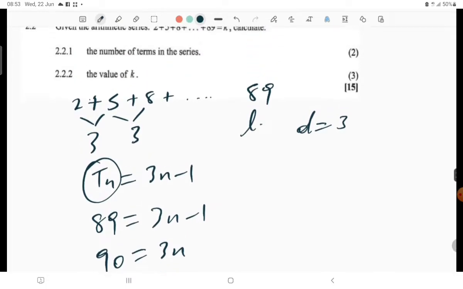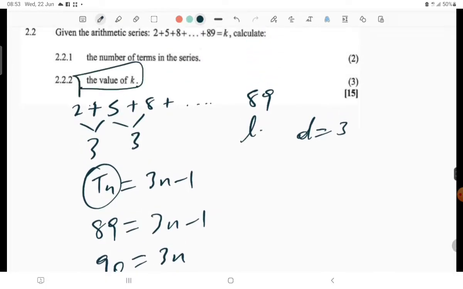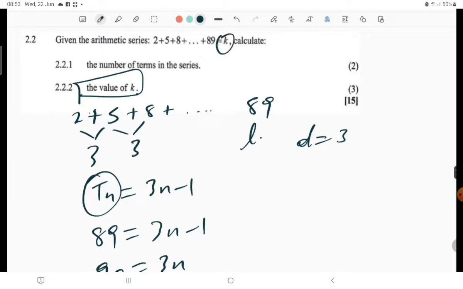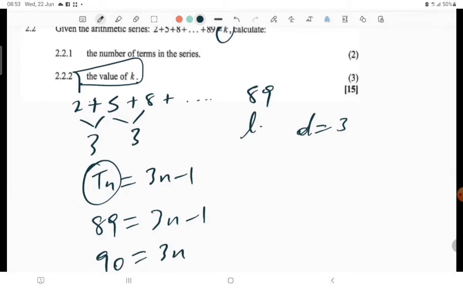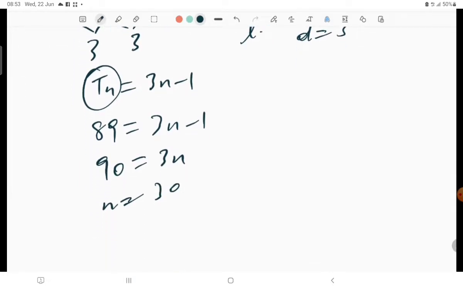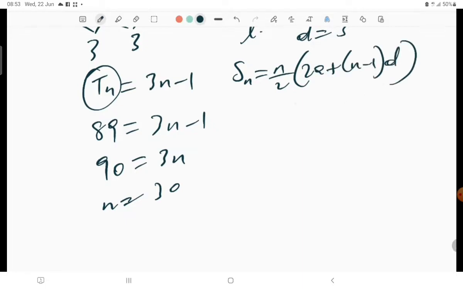Now, the second question says determine the value of k, which means now you'll remember that the value of k is the sum of these numbers. So we just need to remember now the formula for the sum of an arithmetic series. The first one is n over 2, then 2a plus (n minus 1) times d. Then the second one is n over 2, then (a plus L).